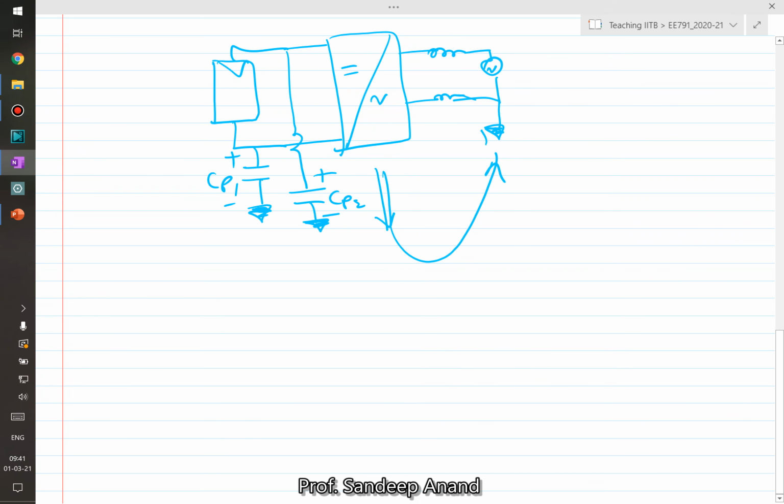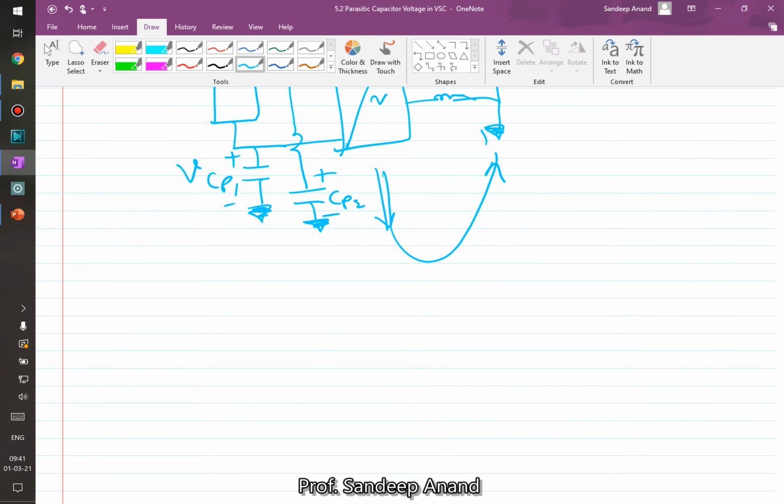So in this video, we'll derive these values of the voltage appearing across the parasitic capacitances. Let's start by drawing a little more detailed diagram of the inverter.